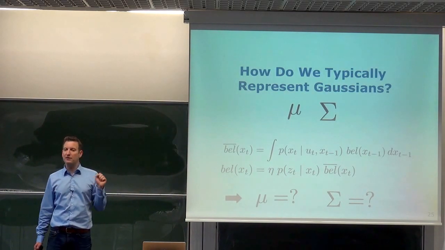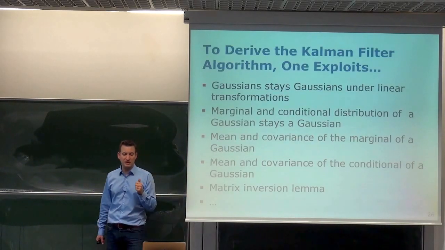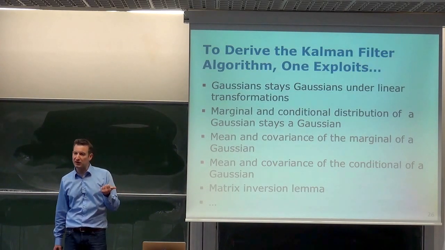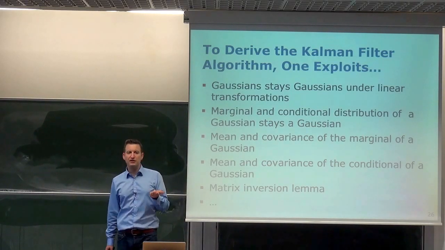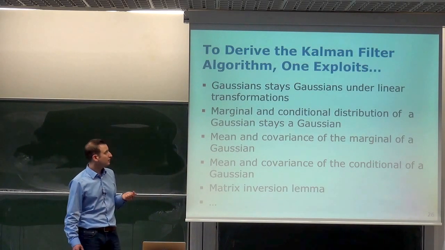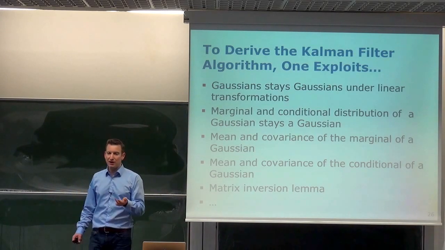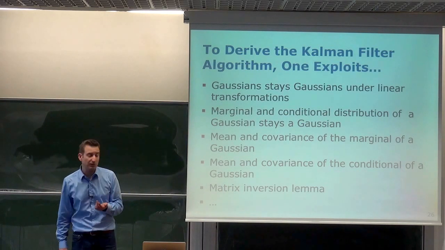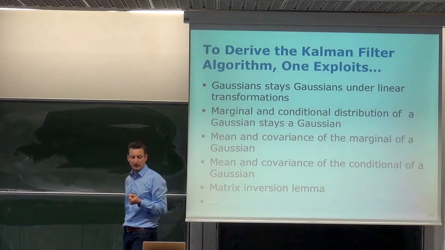If we now want to derive how they exactly look like, we need to exploit a few things. The first thing is the product of two Gaussians stays a Gaussian, as we have seen so far. Gaussians stay Gaussians under linear transformations. The marginal distribution and the conditional distribution of a Gaussian are still Gaussian distributions, and we need to know how to compute their mean and the covariance for the marginal and for the conditional case.